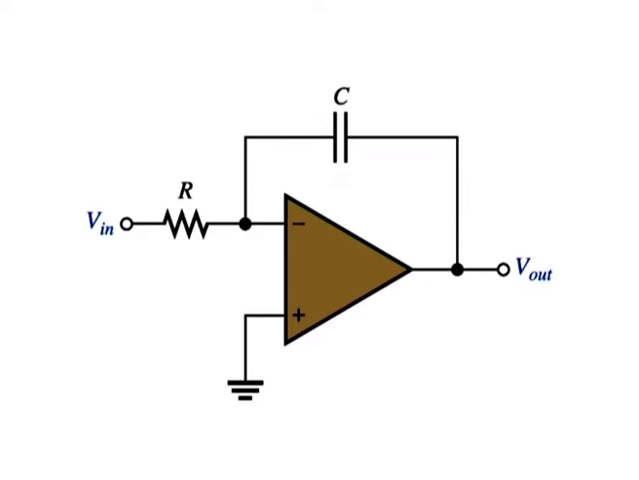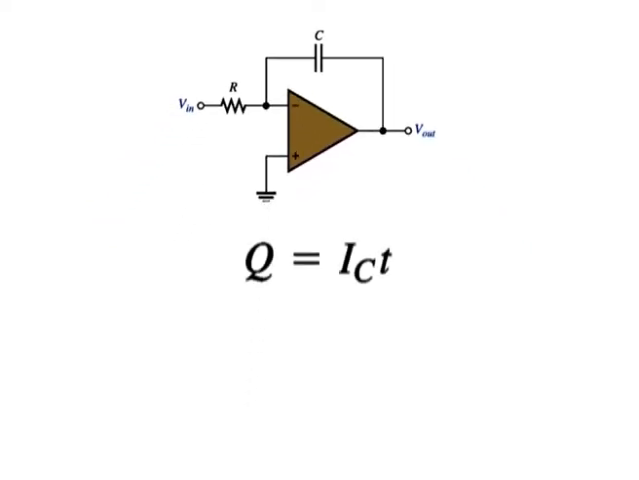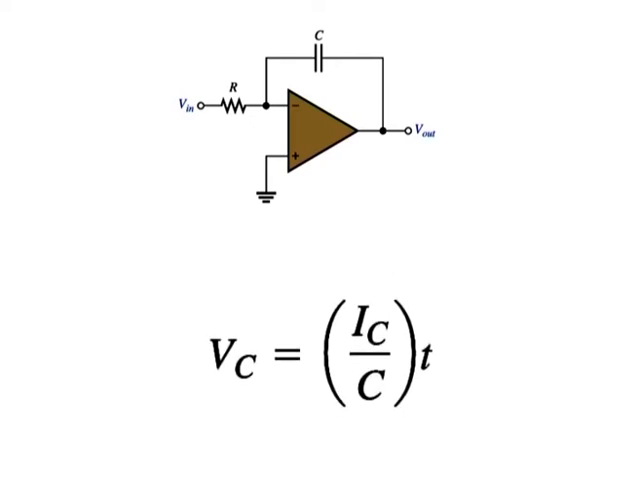Recall that the charge Q on a capacitor is proportional to the charging current IC and the time t. So, Q is equal to IC into t. Also, in terms of the voltage, the charge on a capacitor is Q is equal to C into Vc. From these two relationships, the capacitor voltage can be expressed as Vc is equal to IC over C into t.